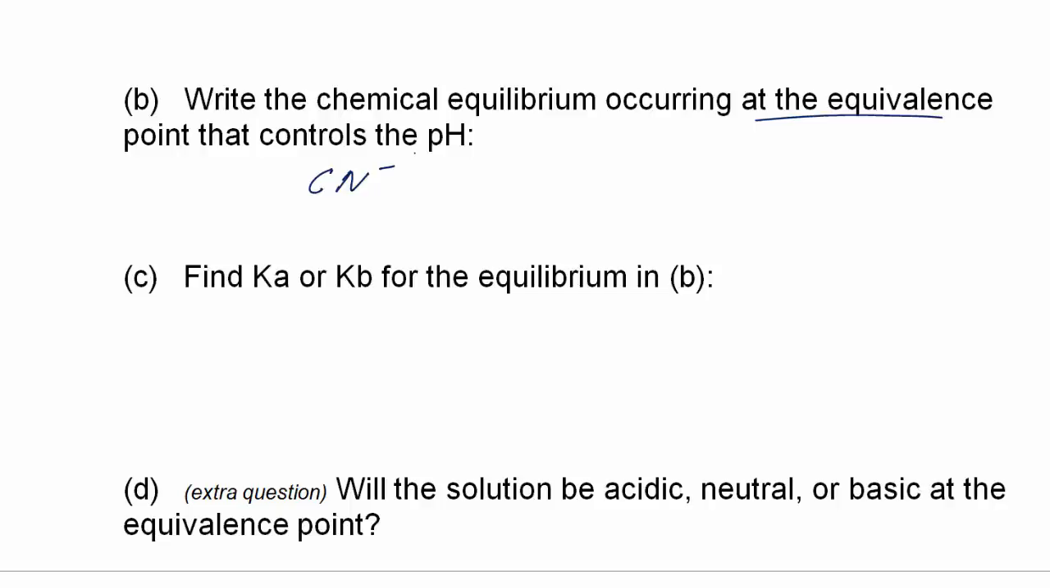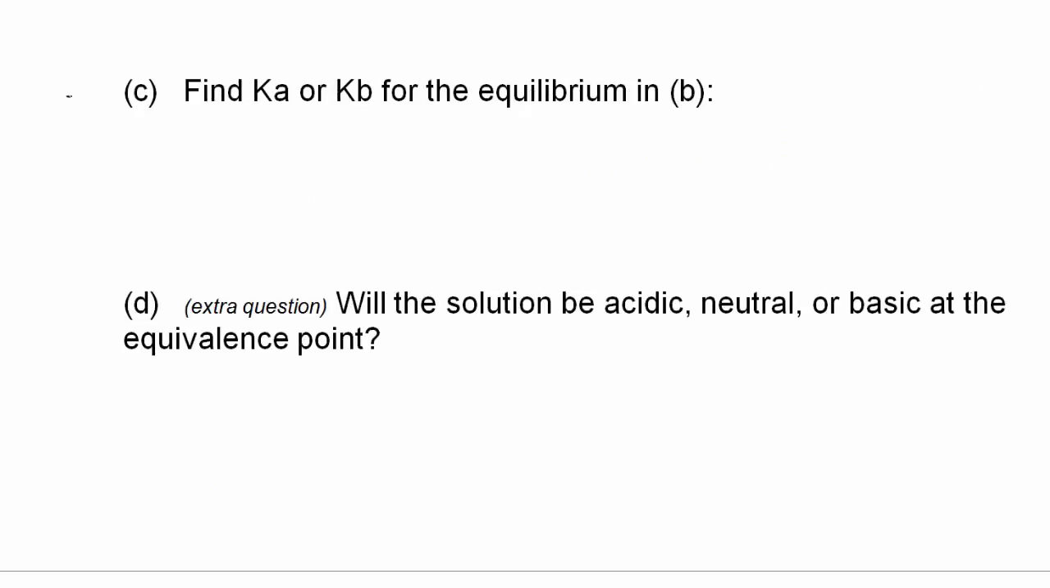That's what I'm writing, my Kb reaction. So add a base, get a base. If that kind of helps you, that helps me remember. Keeps me on track. So to write a Kb reaction, cyanide plus water, you always get hydroxide and the conjugate acid.